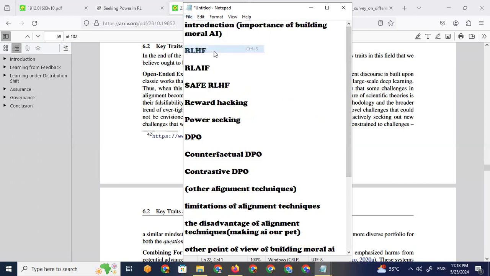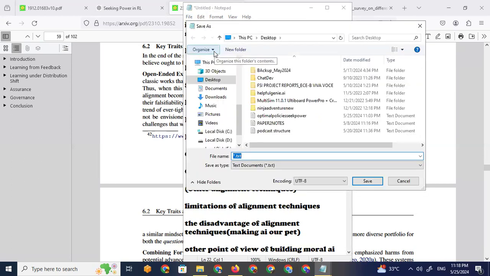I'll just save this as the making AI morally conscious paper, moral paper structure. I'll just put it like that.